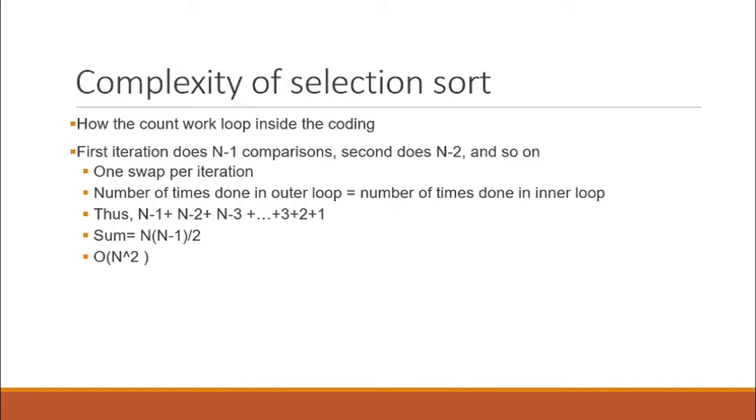As all the coding is the same in selection sort, we can count the work of the loops by the formula given below. The first iteration does n minus 1 comparisons, the second does n minus 2, and so on. It costs one swap per iteration. The number of times done in the outer loop is equal to the number of times done in the inner loop. Thus, n minus 1 plus n minus 2 plus n minus 3 plus so on plus 3 plus 2 plus 1. The sum that you will get is n(n minus 1)/2, and you will get the time complexity of O(n^2).